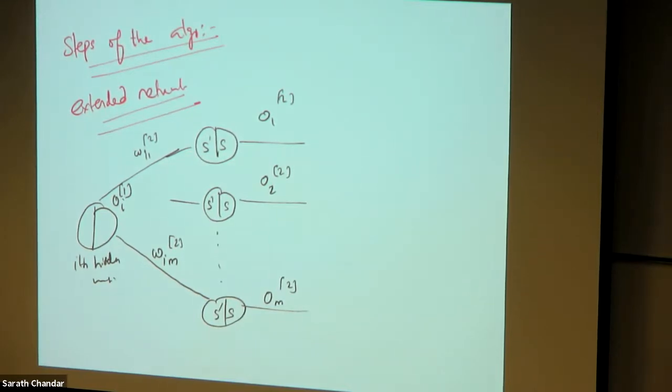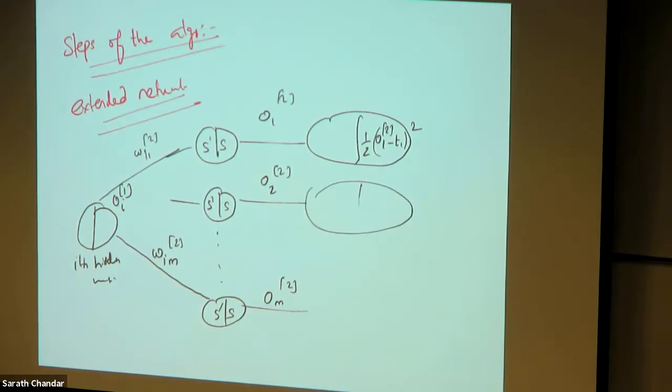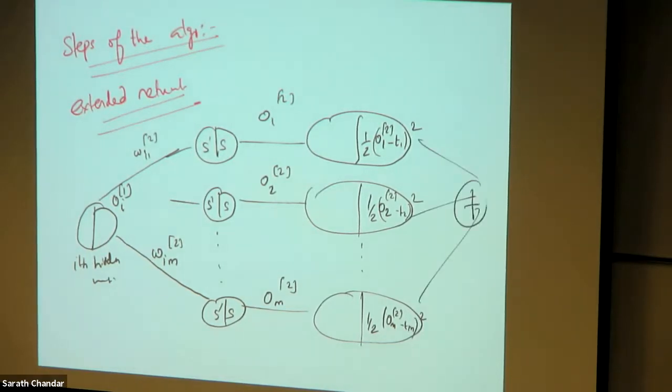I'm going to add one node for every loss in the unit. So for the first unit, the loss is given by 1 over 2, O1 of 2 minus T1 the whole square. Similarly, the second one is given by 1 over 2, O2 of 2 minus T2 the whole square. And finally, 1 over 2, Om of 2 minus Tm the whole square. Then you add all these things with a plus symbol, and then you get the error.